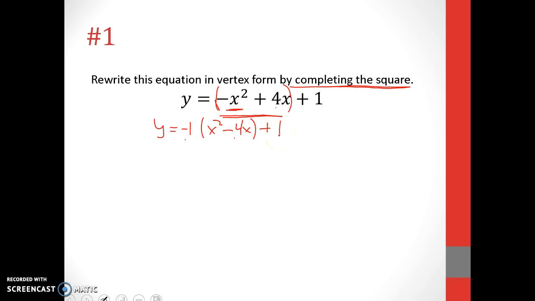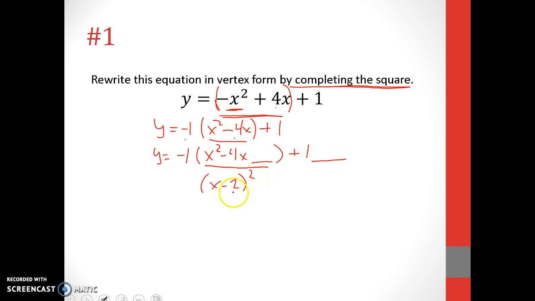And so now I want to make this a perfect square. So I'm going to have y equals -1, and in the parentheses I'm going to write x squared minus 4x. I'm going to leave a space in here to make it a perfect square. Then it's +1, and I'm going to leave a space outside of the parentheses as well. And so I want this to be a perfect square trinomial. I want to write it as x minus 2 squared.